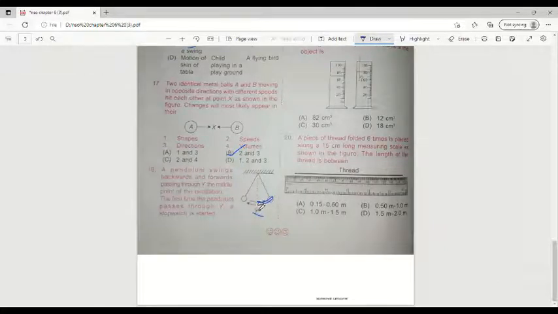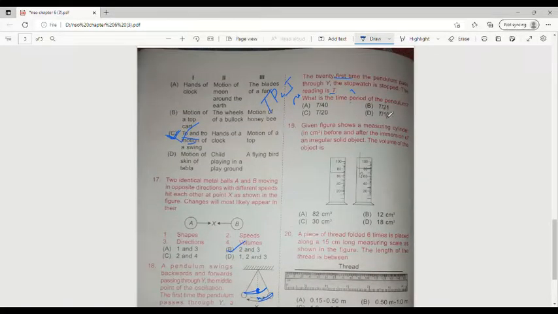So when the pendulum reaches here the 21st time, it would be 10 oscillations, because one oscillation would be from here, then here and here. So this is your complete one oscillation. That's why the answer would be option number D, which is T upon 10. Time period is total time taken upon the number of oscillations. So time is T and the number of oscillations, as I told you, is 10. So the answer is T upon 10. The correct answer for your question number 18 is option number D.